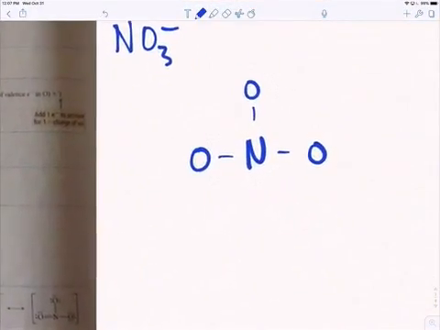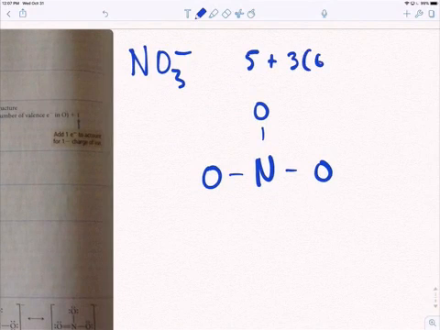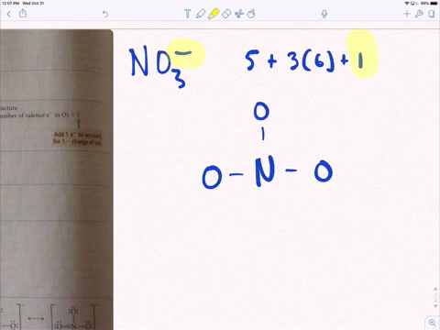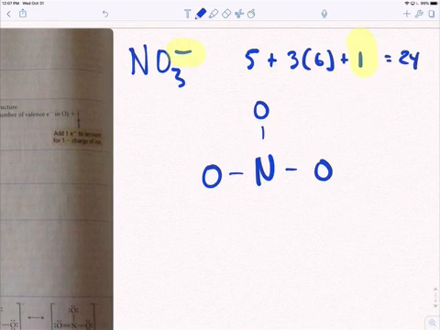So summing up the electrons, we have 5 from nitrogen plus 3 times 6 for the oxygens. There's 3 oxygens. Then plus 1. The plus 1 comes from the -1 charge. So that's just 4 times 6. That's 24. So we have 24 electrons. And each line is 2.